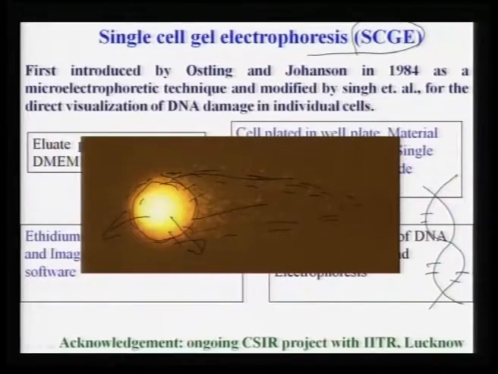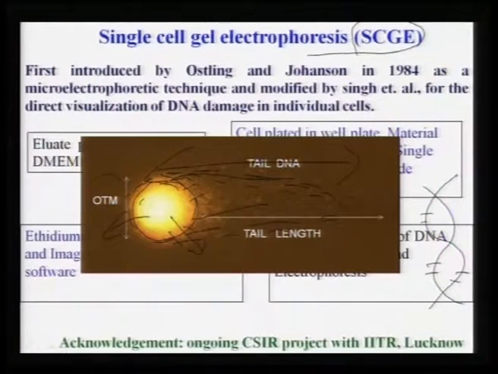Okay. Now, how to quantify DNA damage? You have a certain tail here, you can measure this tail length, that is called DNA tail length, or you can measure the OTM. OTM stands for olive tail moment. Olive is the name of the scientist who defined the tail moment, this comet has, and then you can find out the tail DNA length also.